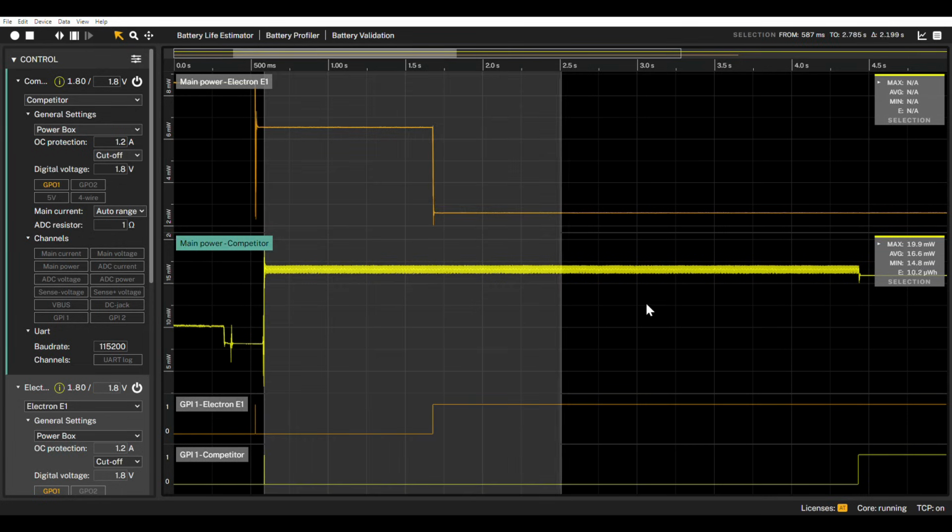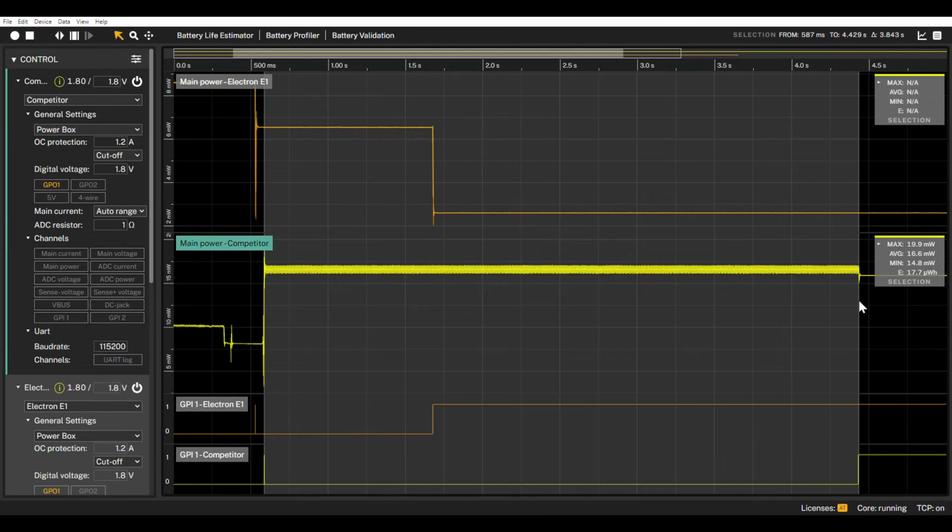The competitor's device draws an average of 16.6 milliwatts of power. The software calculates energy consumption by integrating power, and the competitor uses 17.7 microwatt hours or 64 millijoules of energy.